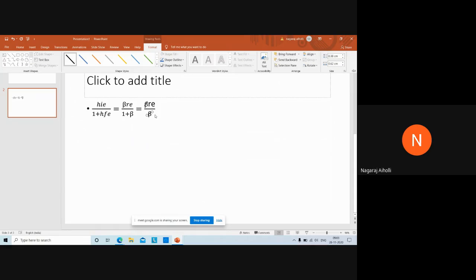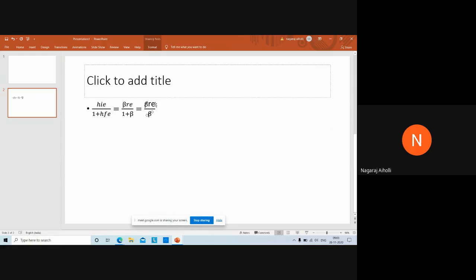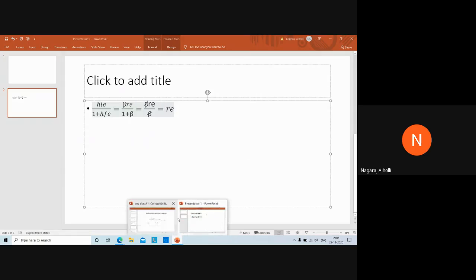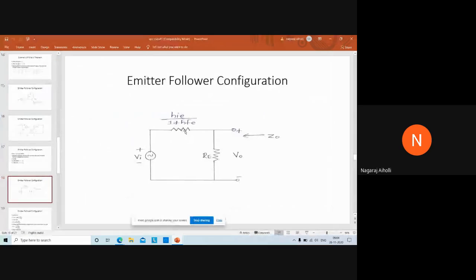Then what will remain, students? If these two get cancelled, what will remain here? This is equal to RE, simply RE. Right? That is how we are getting HI divided by 1 plus HF is equal to small RE. It's a parallel combination of small r and capital RE, but when we are drawing the approximate hybrid equivalent circuit, it will be HI divided by 1 plus HFE. That is nothing but RE in the RE model.